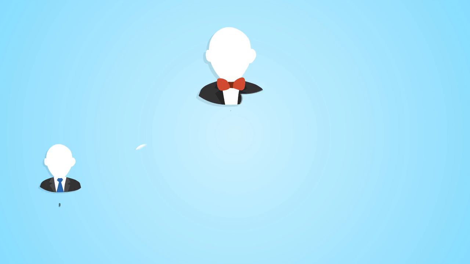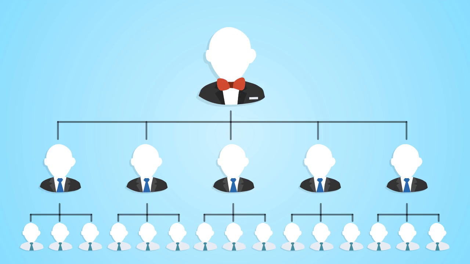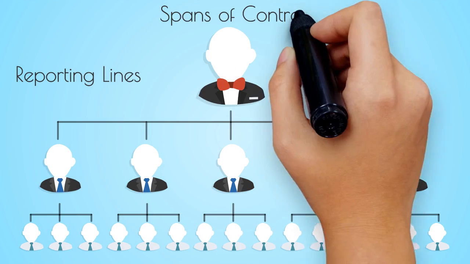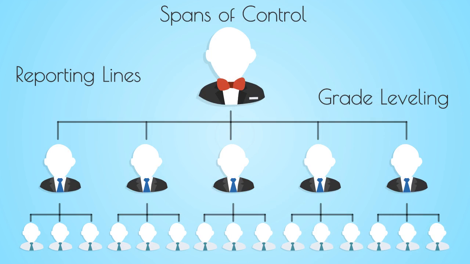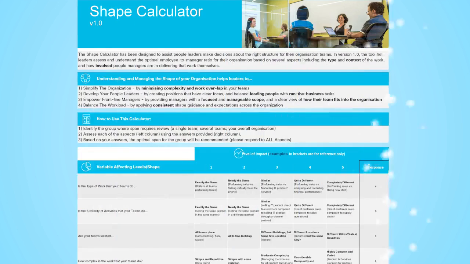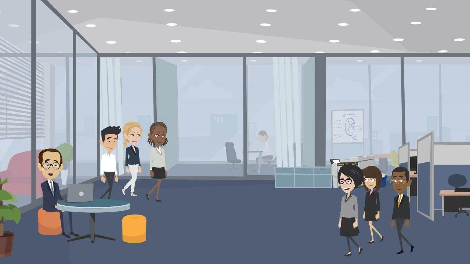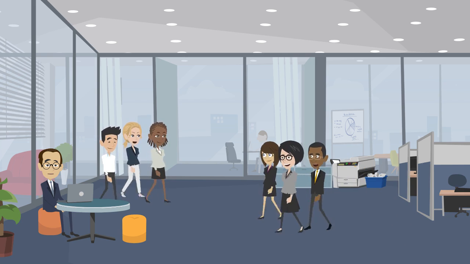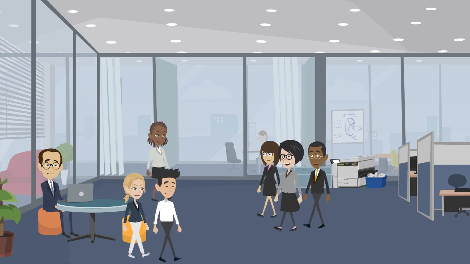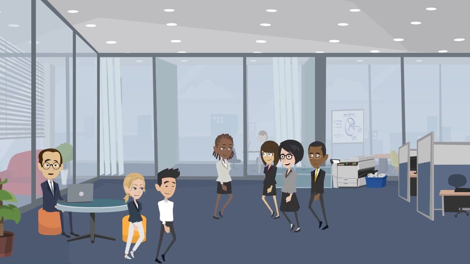When you are building out the structure, you'll have to consider reporting lines, spans of control, and grade leveling. The shape calculator and the grade leveling guidelines will be useful. In regards to the team movement, consider whether teams will move intact, if carved out portions of existing teams will move, or if key talent will be moved directly.